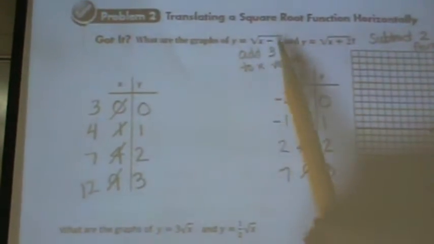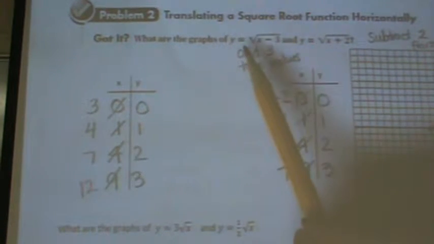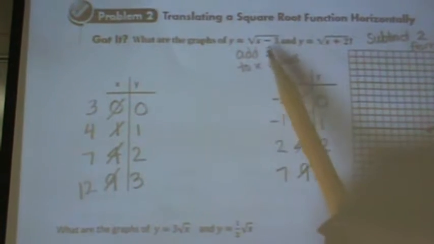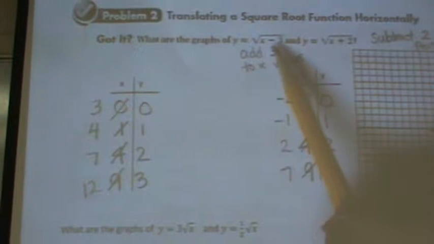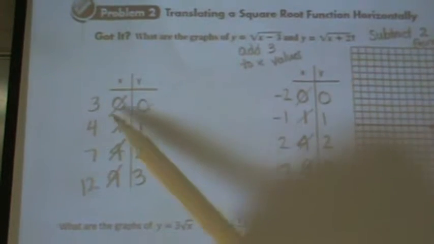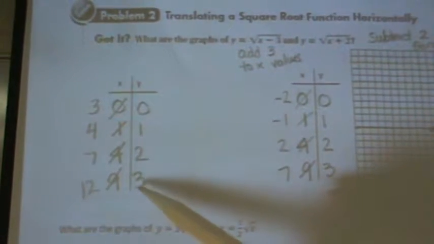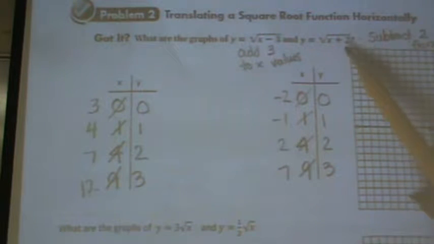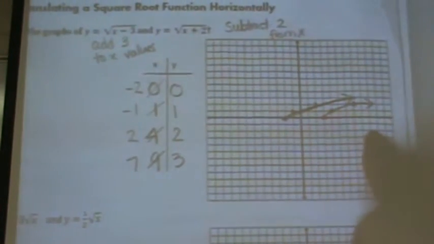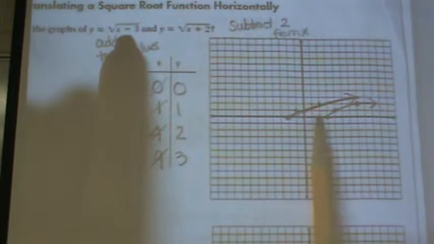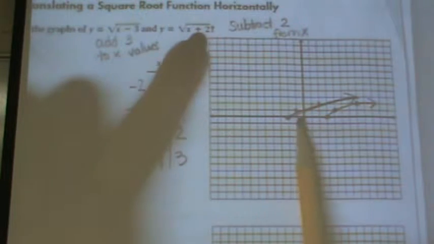Then we did this yesterday. If you saw something under the radical, it moved the graph the opposite way, left or right, horizontally. So we took our parent function, and when it said x minus 3, you're going to add 3 to your x values. What x values am I talking about? The (0, 0), (1, 1), (4, 2), (9, 3). So this one says plus 2, we're going to subtract 2 from the x values. So it's shifting your graph left or right. The square root of x minus 3 is going to shift your graph 3 units to the right, and the x plus 2 is going to shift it 2 units to the left. That's what we did yesterday.